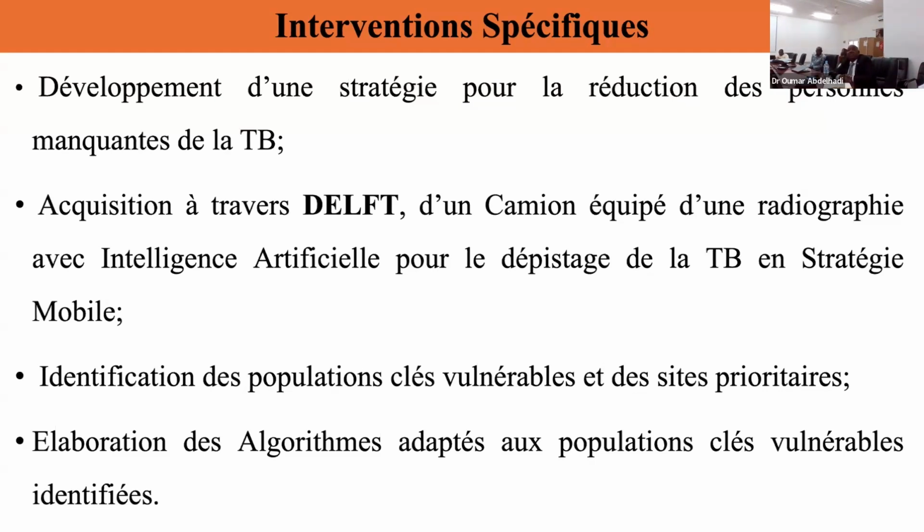Because of this problem, here are the specific interventions that we developed to address this difficulty. We developed a strategy to reduce the number of people missing from TB surveillance. And through financing, we bought a Delft truck equipped with an X-ray machine with AI for TB screening as part of a mobile strategy. We also identified key vulnerable populations and priority sites, and through X-ray, we're able, therefore, to detect. We also developed algorithms tailored to the key vulnerable populations identified.